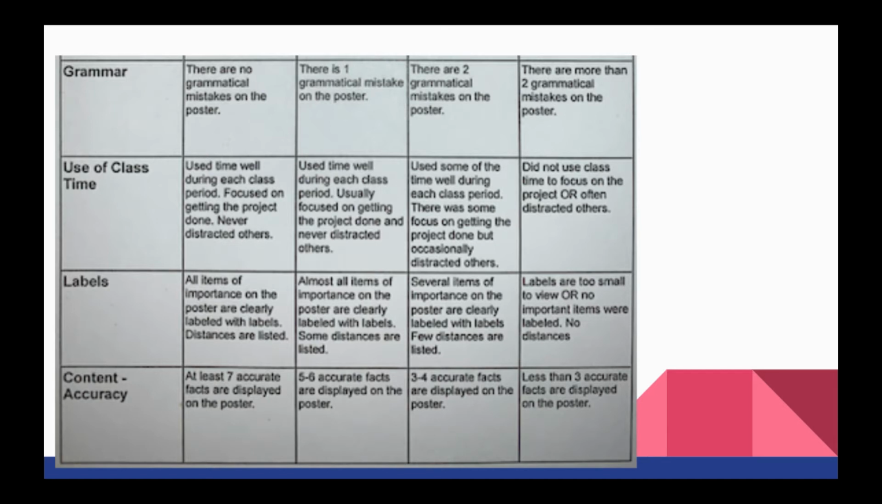Use of your class time. You know what? If you've got this project turned in, then you've used your class time well, and we'll give you full points for there. Okay. Labels are pretty important. If I don't know what you're drawing or what you're showing, I got to be able to read it. And so don't forget that. And then the last thing, content accuracy. At least 7 accurate facts are displayed on the poster. So up above, I want you to have 9 layers, but I also want you to have some facts about the different layers of the poster. If you have any questions about this stuff, feel free to email me.